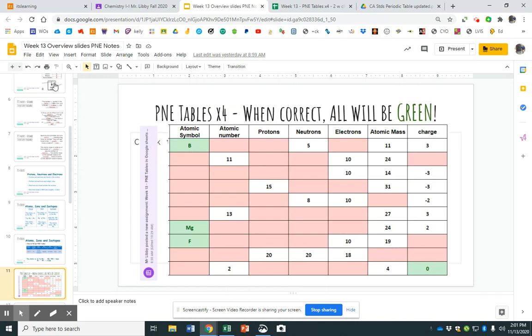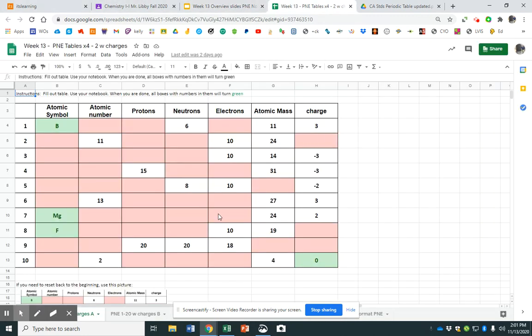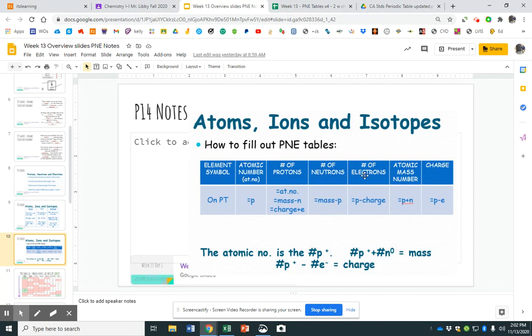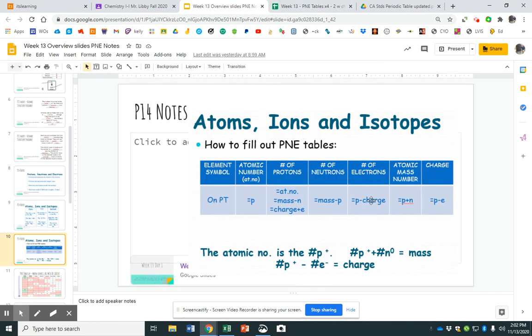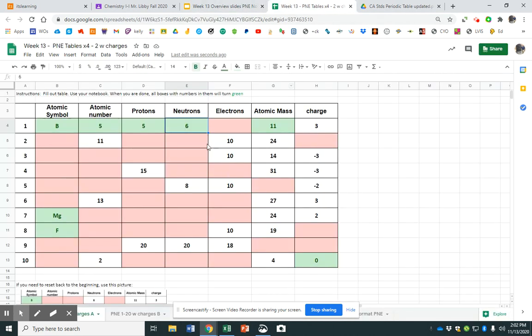Let me get out of this and get to the table. This table will change colors as you get things right. So what I need you to do is go to a periodic table and say B is number 5, and the atomic number is always the number of protons. So I'm going to fix that. The mass is protons plus neutrons. So here's protons 5, neutrons 6. 5 plus 6 is 11. Electrons is protons minus charge. So when you do this, protons 5, charge is 3. 5 minus 3 is 2. And when you do that, it all turns green.